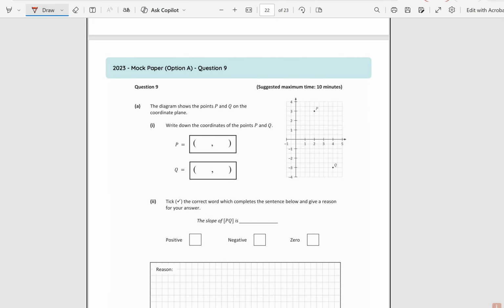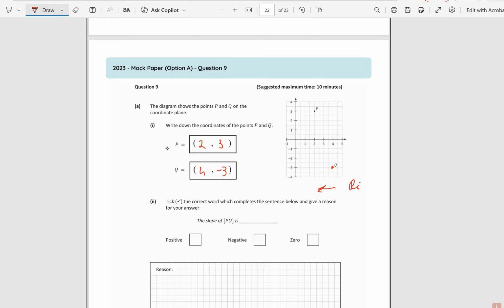Same again. Last question. Write down the coordinates of P and Q. P is 2, 3. Q is 4, minus 3. We want the slope. So we're finding the slope. Do you know what I'm going to do? The rise over run here. I'm going to start on Q and see what I have to do to get to P. So I have to run negatively.